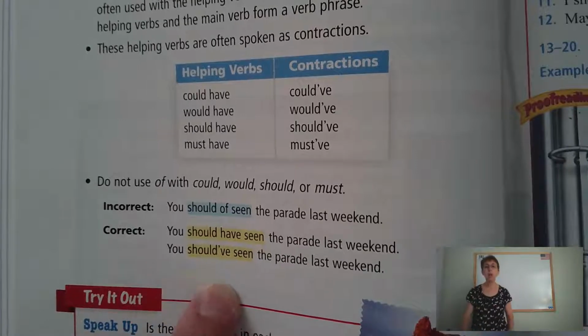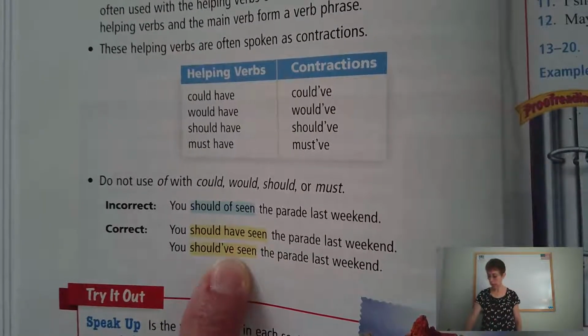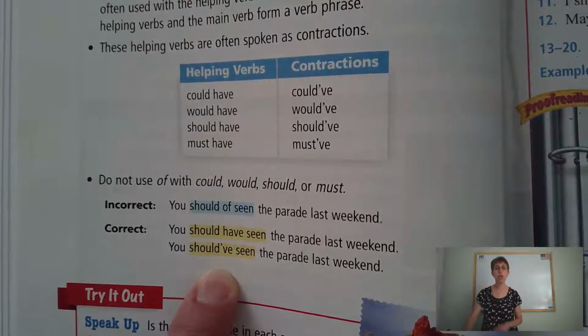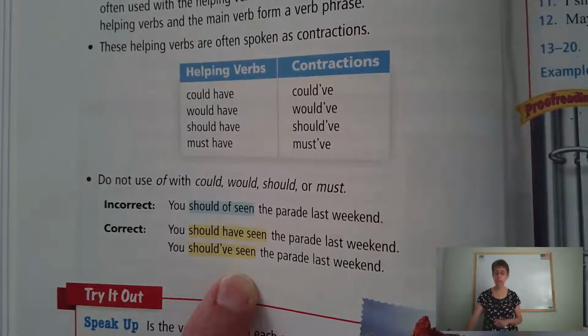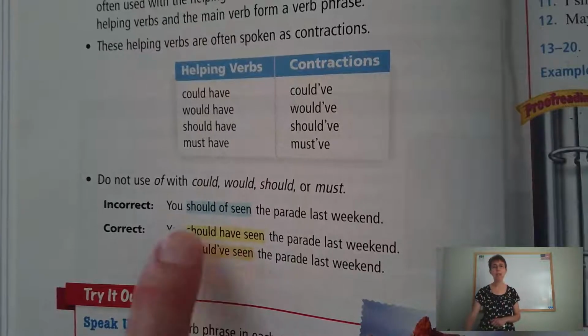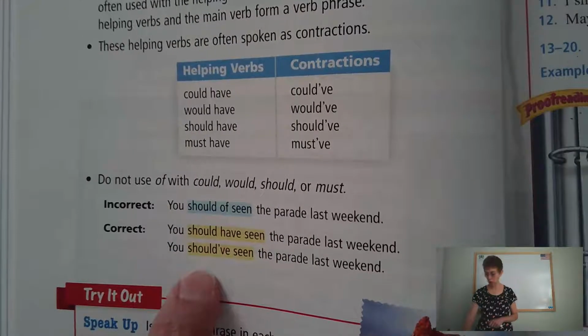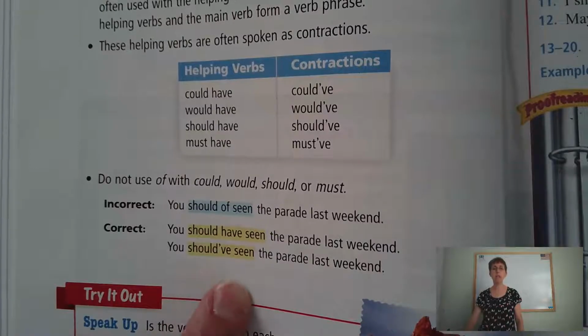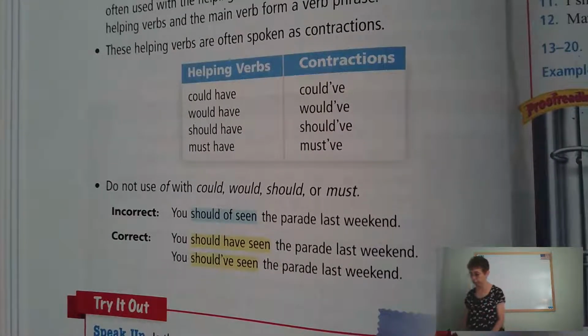And then when we have it as a contraction, S-H-O-U-L-D apostrophe V-E, that's should have, remember that V sound. You should've seen the parade last weekend, because what you're really saying is you should have seen it, not you should of seen it. Okay, should have, that apostrophe VE does not stand for OF. That apostrophe VE stands for HAVE. So it's you should have seen the parade last weekend.